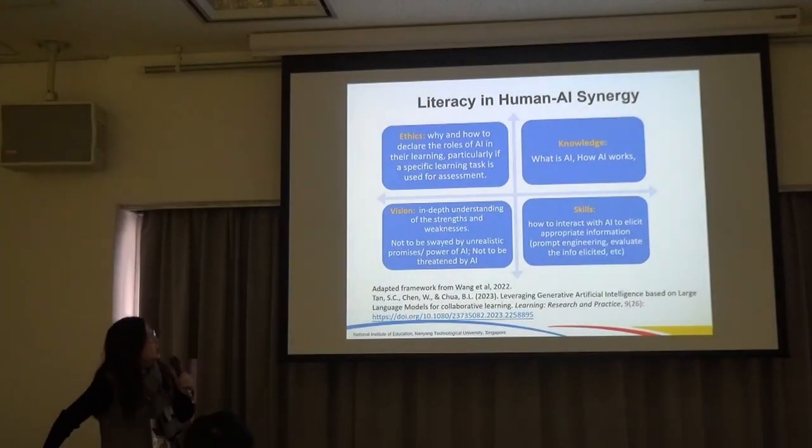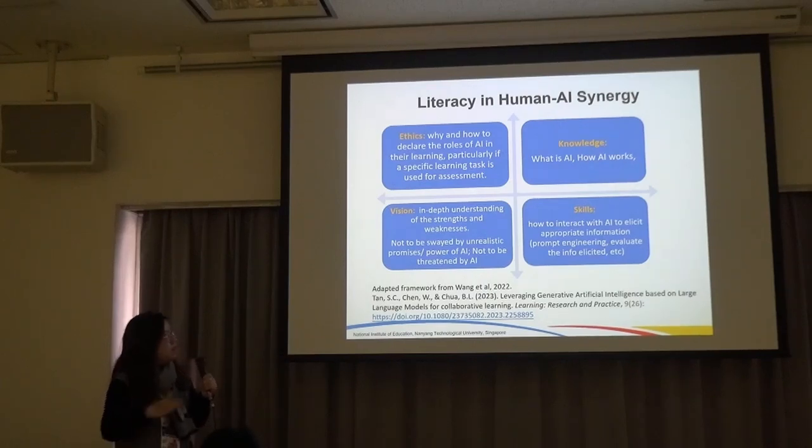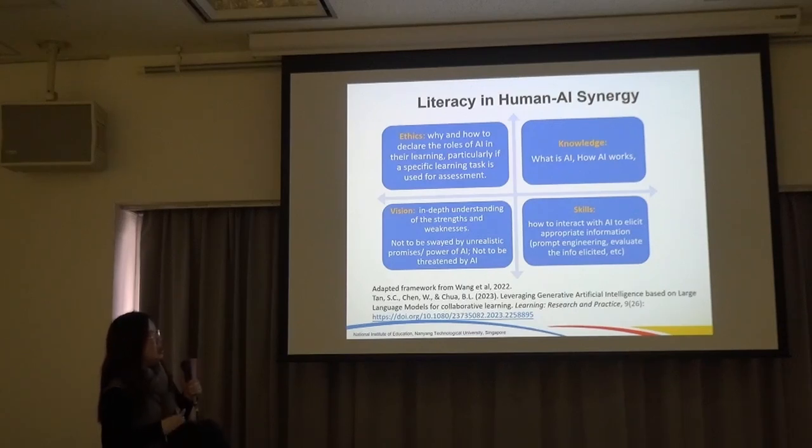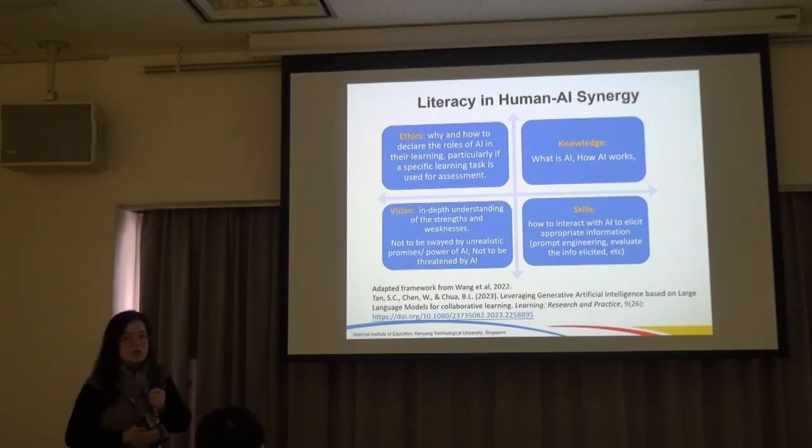Okay, so in the literacy in human-AI synergy, we are proposing some kind of framework, right? In this framework, on top of the knowledge of what AI is and how AI works, I think we need to teach our learners skills on how to interact with AI to elicit the appropriate information, including prompt engineering and how to evaluate the information elicited. And on top of that, students need to have an appropriate disposition towards AI, especially generative AI, so they are not swayed by unrealistic promises or power of the AI. On the other hand, they are not to be threatened by the AI.